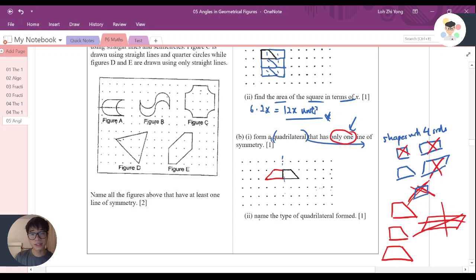And it continues to ask us, name the type of quadrilateral formed. And this is actually still a trapezium. And basically, we are done with the whole question. Okay. This question is slightly different from the questions that we usually practice, but it's actually still very easy. Just a little bit tricky, so you need to know what you are doing. Okay. And that's all for my discussion for this question.